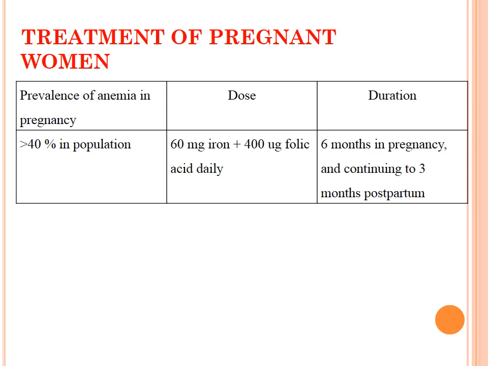In pregnancy, if there is prevalence of anemia in pregnancy greater than 40% in population, तब डोज कितना होता है? 60 मिलीग्राम आयरन प्लस 400 माइक्रोग्राम फोलिक एसिड डेली. The duration is 6 months in pregnancy and continuing to 3 months postpartum.